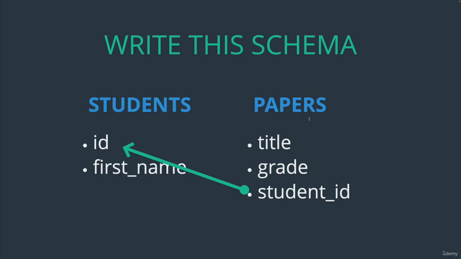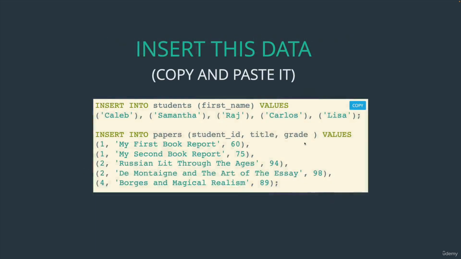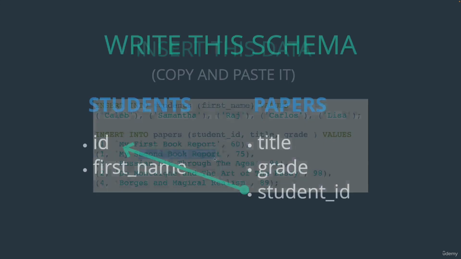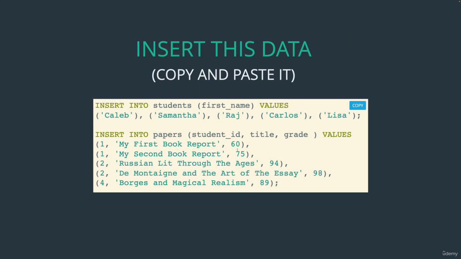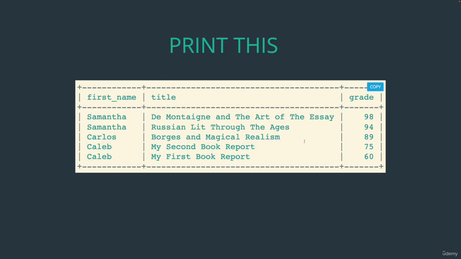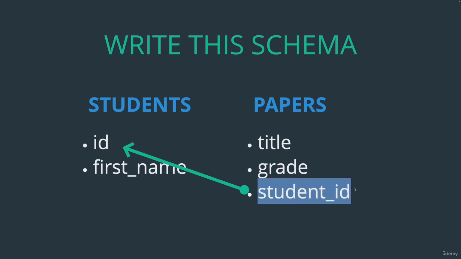And then papers have a title like Russian Lit Through the Ages, my second book report. And then they also have a grade that we assign to them out of 100. 60 would be bad. 98 would be very good. And then finally, we have the student ID, which is a foreign key referencing students ID. And this should be a primary key, auto increment, all that stuff. So start by writing the two tables.